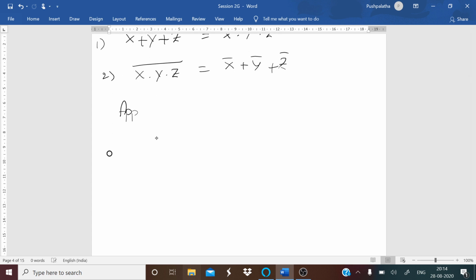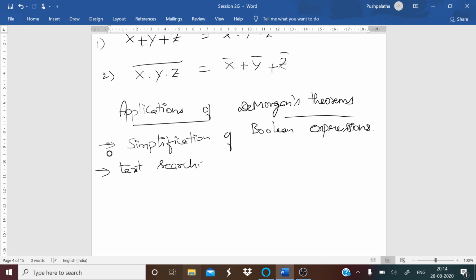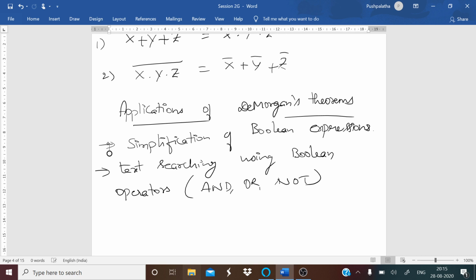Now, one another important part is, what are the applications of De Morgan's theorem? Where are you going to make use of De Morgan's theorems? As we have talked already, it is used for simplification of Boolean expressions, which is used in digital circuits. Okay, and it is used for text searching using Boolean operators. Which are the Boolean operators? That is your and, or, not. All these are the Boolean operators.